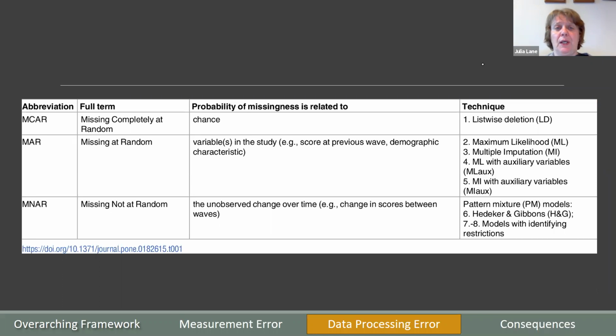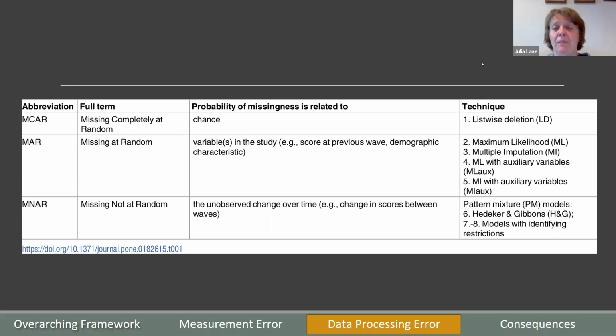A good summary is provided in this journal article. If it's missing completely at random, then it's just random chance, and it doesn't systematically bias it other than reduce the power of our statistical test. And so one way in which people address that is just delete the pieces that are missing, and that's called list-wise deletion. I'll talk about that a bit more in a minute as well.